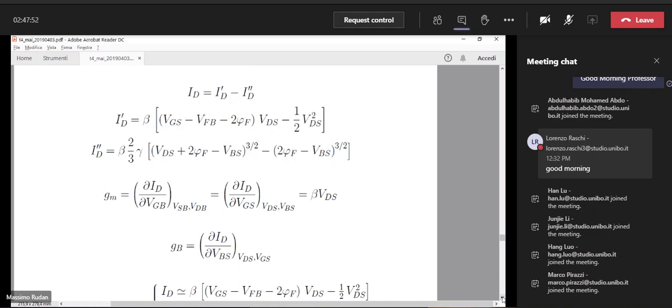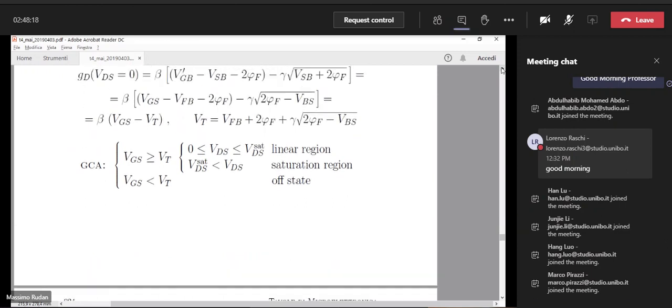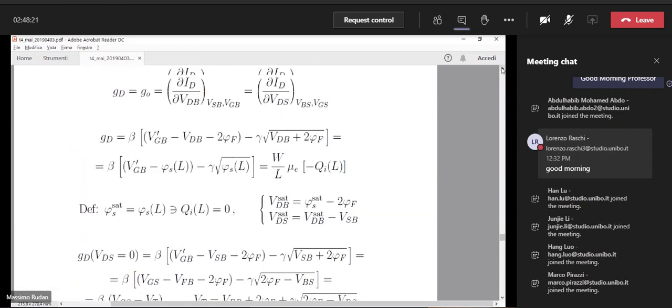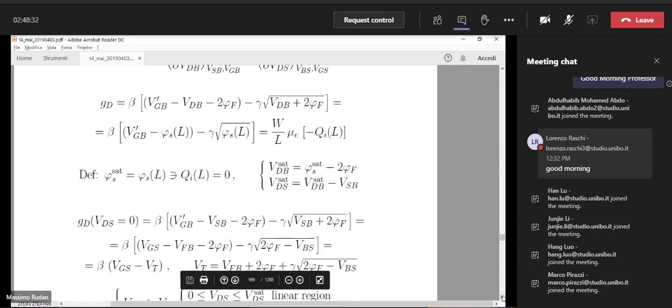At this point, we must complete the calculation by determining the other possible derivatives of the drain current with respect to the other voltages, because the conductance that we calculated was just one of the possible derivatives. It was, if you remember, GD or GO, the derivative of ID with respect to the drain voltage, okay? Now we must calculate the other two conductances.